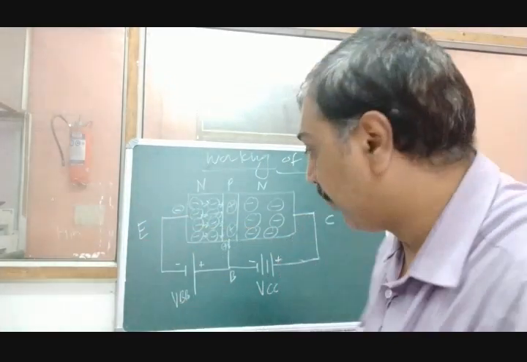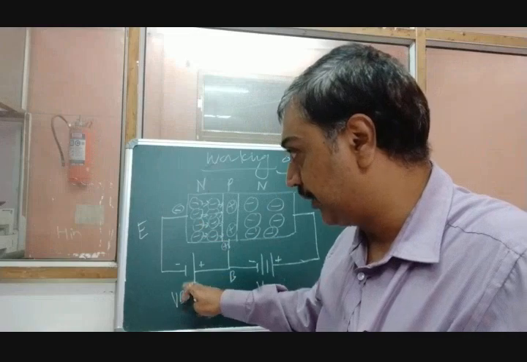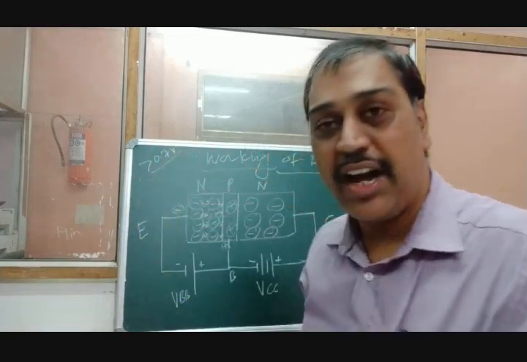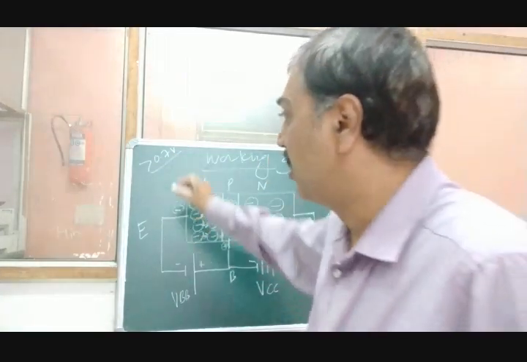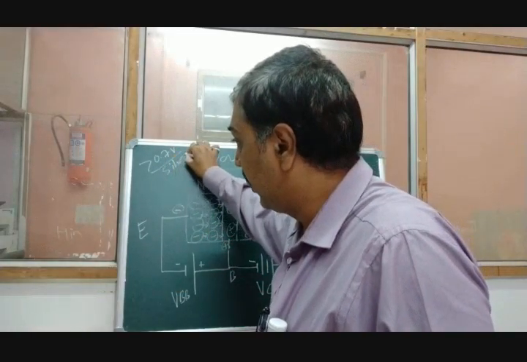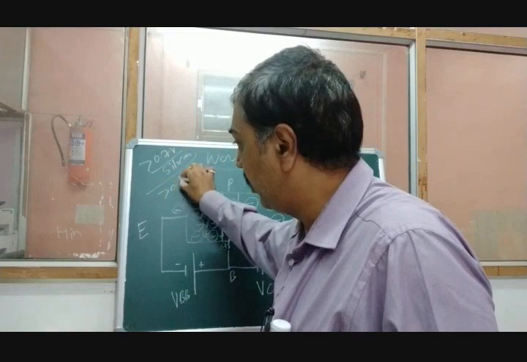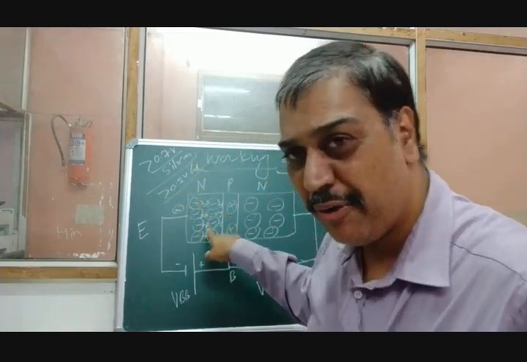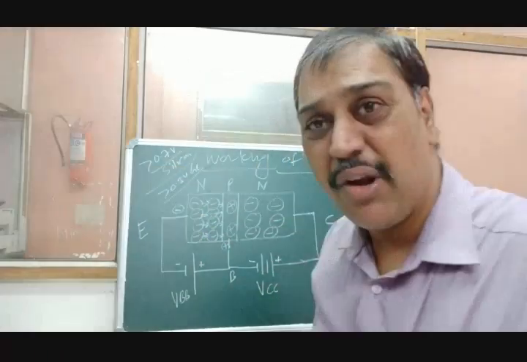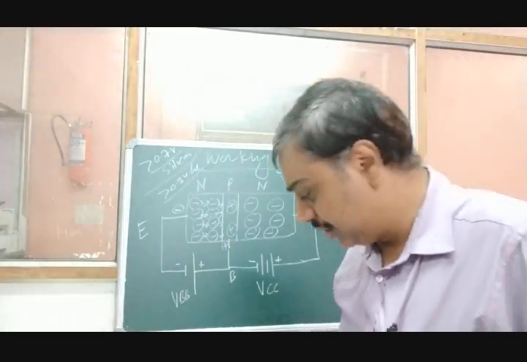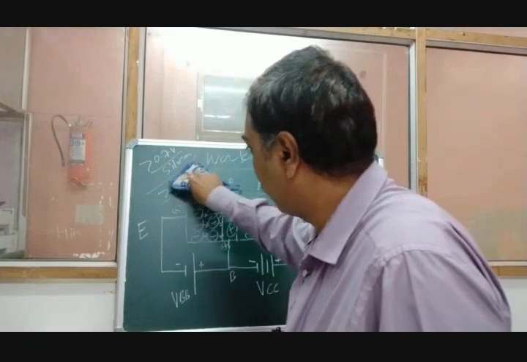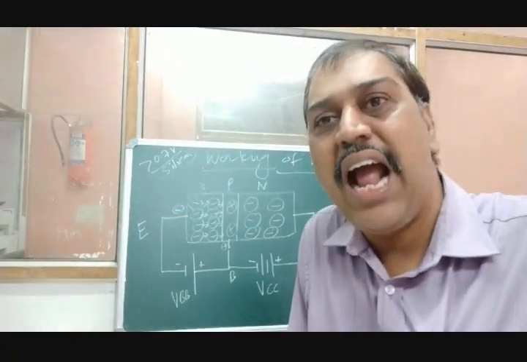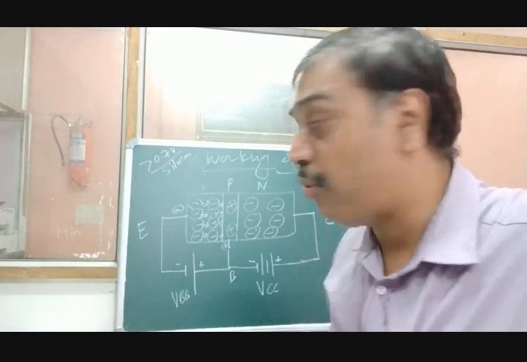And finally, when we apply a voltage greater than 0.7 volt for silicon, and greater than 0.3 volt for germanium. For germanium it is 0.3 volt, and for silicon it is 0.7 volt. Let's start, don't get confused. Suppose we have this transistor made up of silicon. So silicon has a cut-in voltage or knee voltage of 0.7 volt.